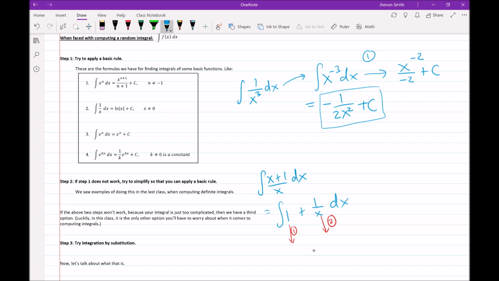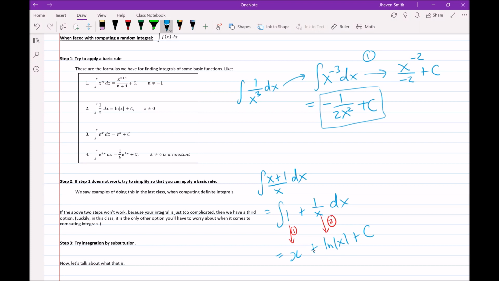So this is like x to the 0, add 1 to the power, divide by the new power, I would get x. This is 1 over x. Rule 2 tells me that that integral is ln of absolute value of x plus c, right? So that's the second scenario that you can find yourself in.